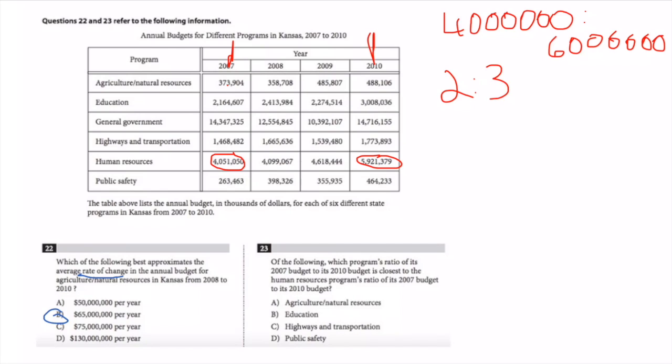Another way to do this is if I took this full number here, 4,051,050, and divided it by 5,921,379. Okay, that gives me 0.68. So again, the long way of doing this is to take all the numbers in this column and divide it by this. But again, that would take me a long time.